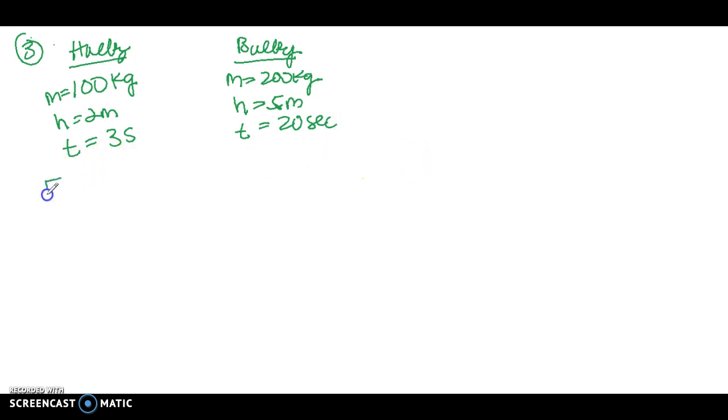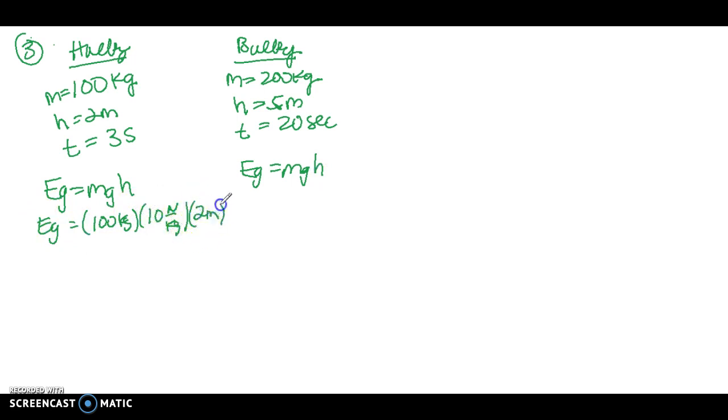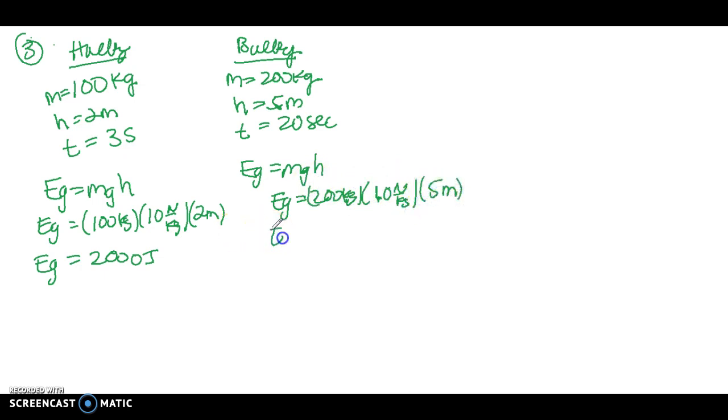Again, we're going to have to first find the EG, or the work that has to be done to get the boxes up to that height. I'm going to do the same thing: the mass times 10 newtons per kilogram, times 2 meters. So Hulky is going to have 2,000 joules of energy, or he has to do 2,000 joules of work to get the box up there. Bulky, meanwhile, has 200 kilograms in his box times 10 newtons per kilogram, and he's going to raise it 5 meters, so he's going to do 10,000 joules of work.